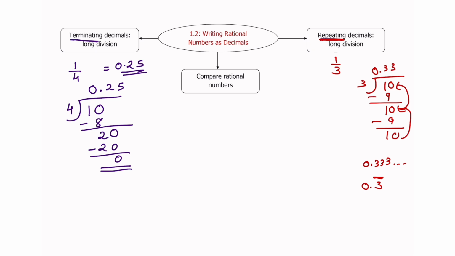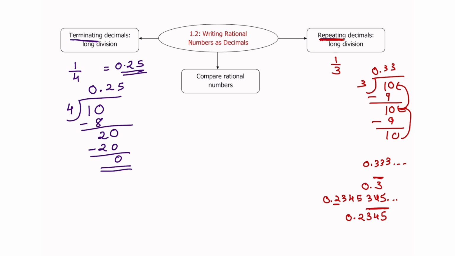For example, if your answer was something like 0.2345345, it's just an example. Do you see this digit 2 does not repeat? So how do we write this? We are going to write this as 0.2345 with a bar on only 345. So this is how long division is done when you have repeating decimals.